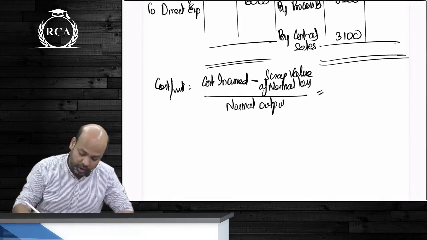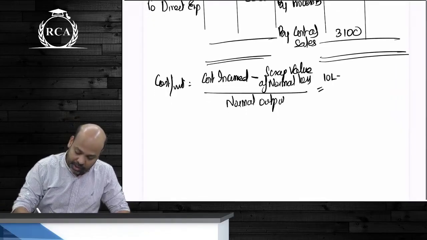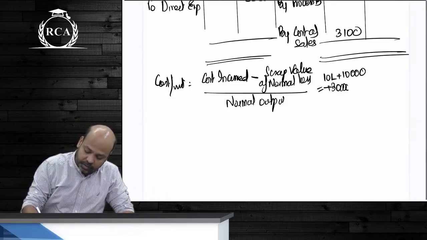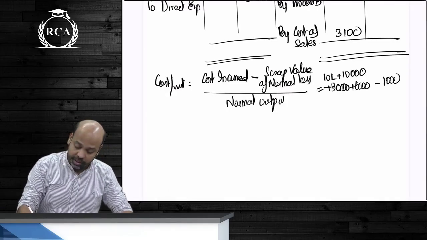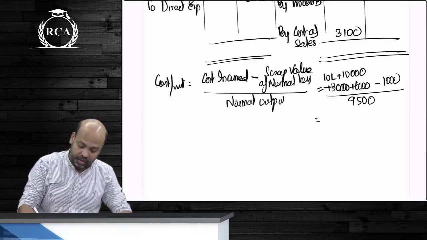My total cost incurred, guys, is how much, beta? For now I'm writing individual figures. 10 lakhs plus 10,000 plus 30,000 plus 6,000 minus scrap value of normal loss 1,000 divided by normal output 9,500. What is my cost per unit? 110.